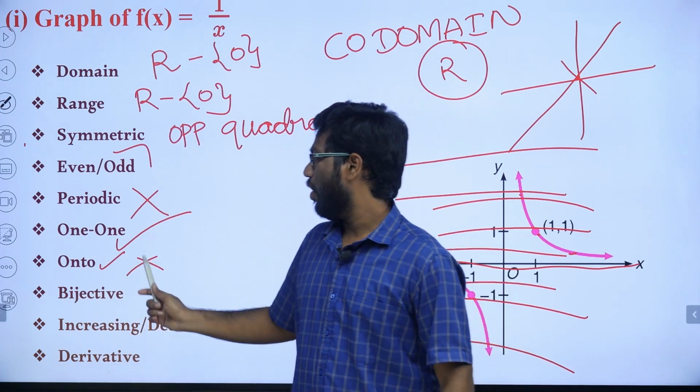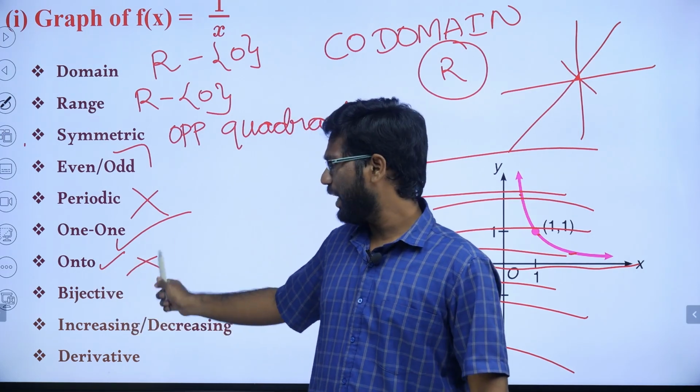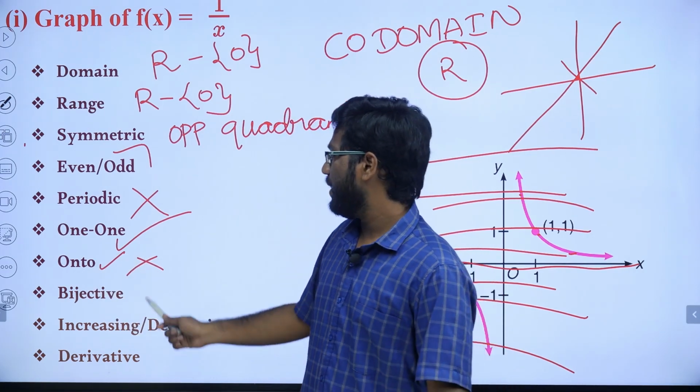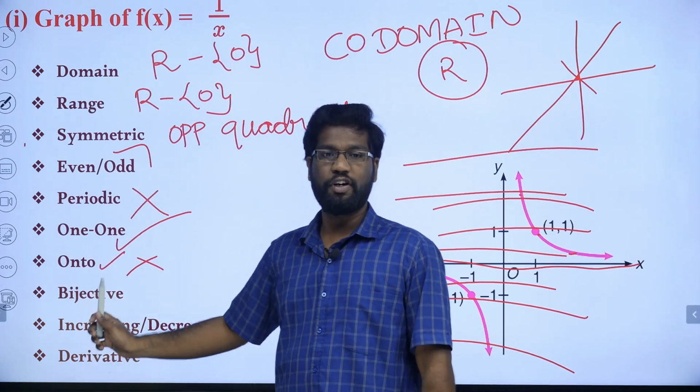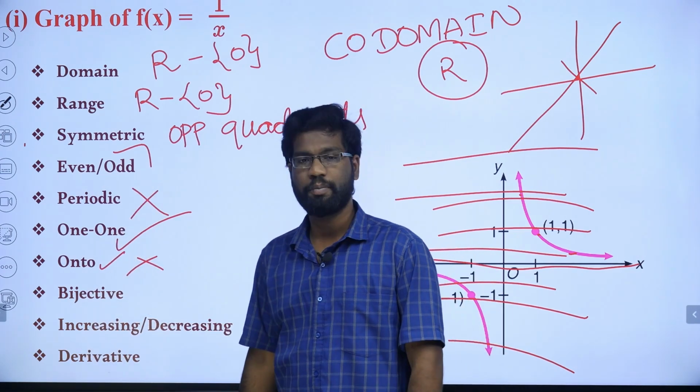Okay, so the onto function may or may not be, my dear students. And bijective function, you all know, if it is both one-to-one and onto function, then we can say it is a bijective function, my dear students.